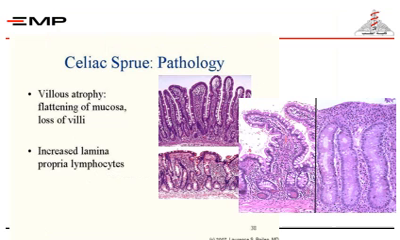This picture shows the pathology of villus atrophy. This one is the normal villi. This one is normal villi. Here, normal villi. This one is abnormal. So, villus atrophy leads to flattening of the mucosa with loss of villi, together with increased lamina propria lymphocytes.